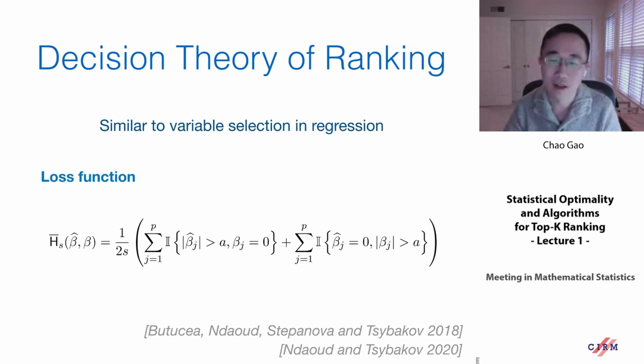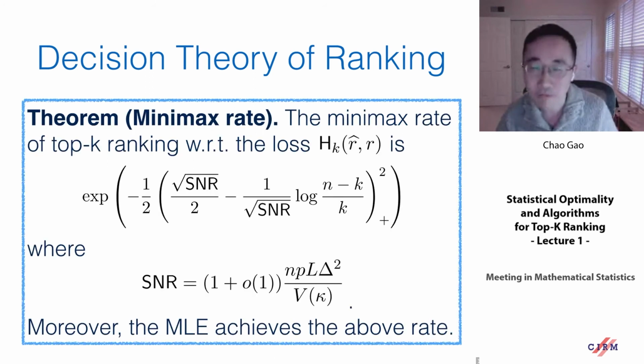Because it is just 1/2s, where s is the sparsity of the problem, times the sum of type 1 and type 2 error, and our loss function is the same form. Okay, so the first theorem that we have is the minimax rate of the problem, right?